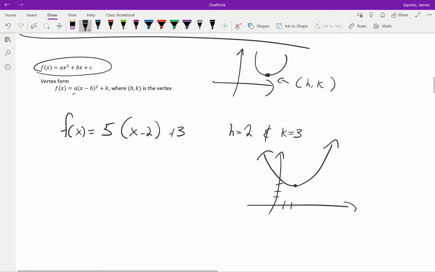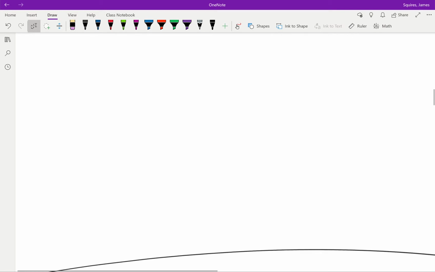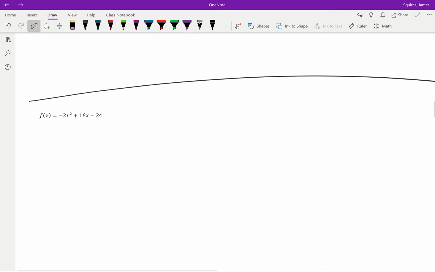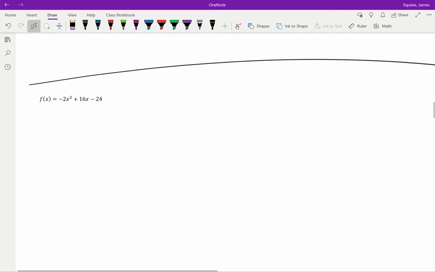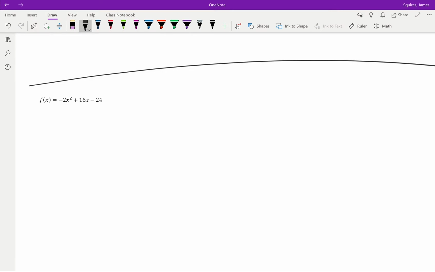Alright, so we're going to be interested in a concept called completing the square, where we have our function given to us as f of x equals ax squared plus bx plus c, and we want to figure out what this equation equals in vertex form. To do that, we're going to do a process called completing the square. So we want to rewrite this in the form f of x equals a times (x minus h) squared plus k.